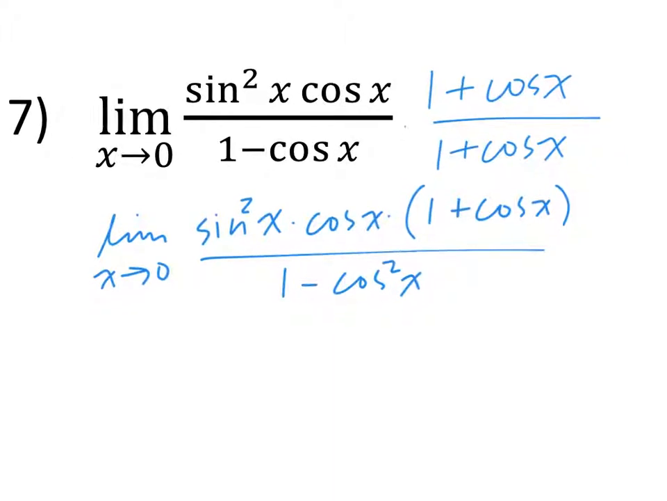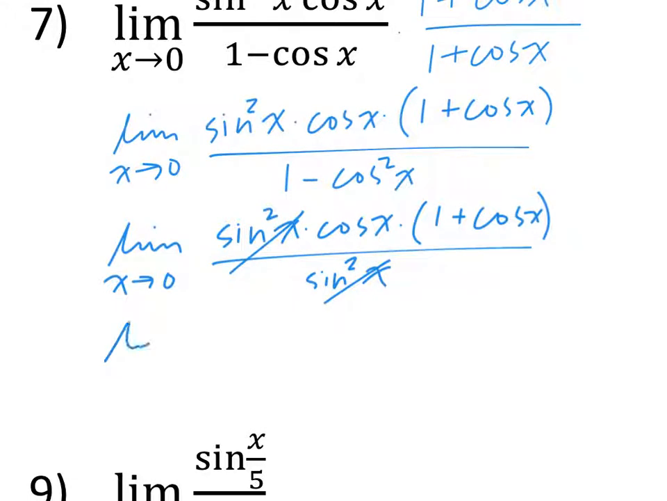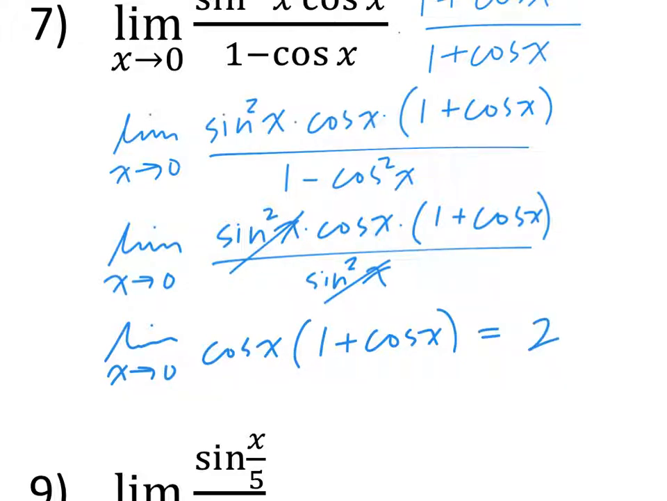Okay, first of all, this denominator becomes a sine squared. So that cancels. And all we're left with is the limit as x goes to 0 of cosine x times 1 plus cosine x. And cosine of 0 is 1. So then this does work, so it's just 2.